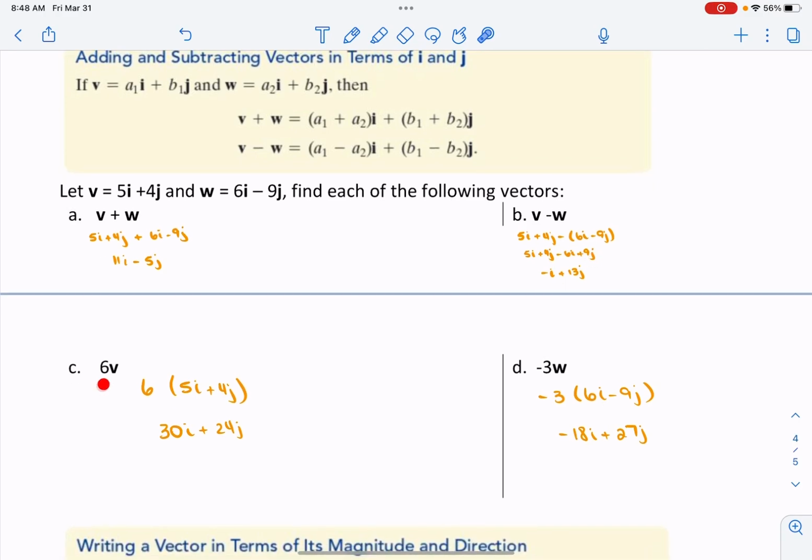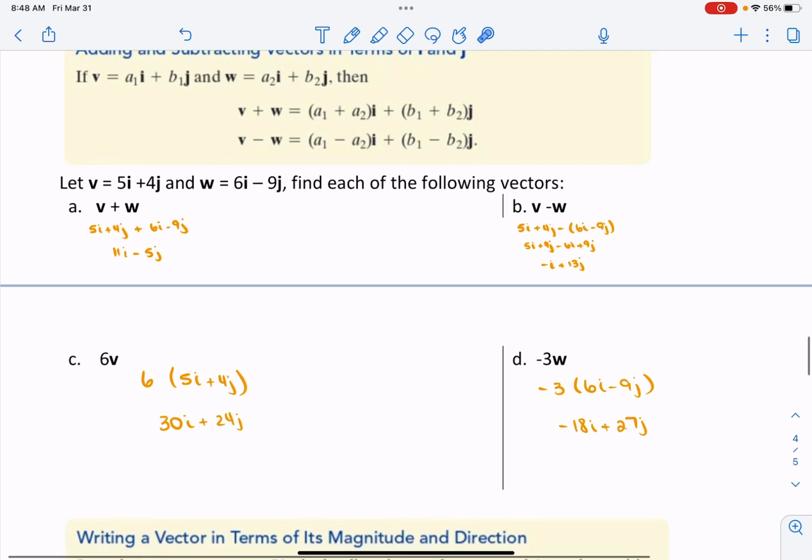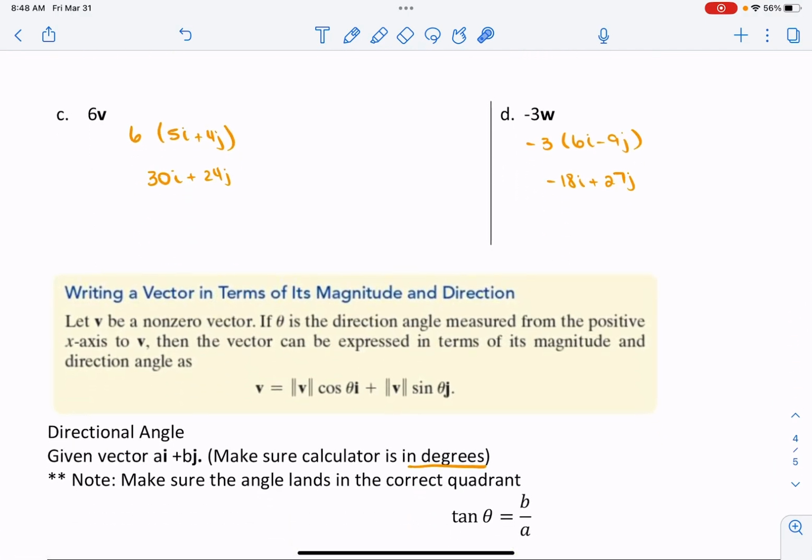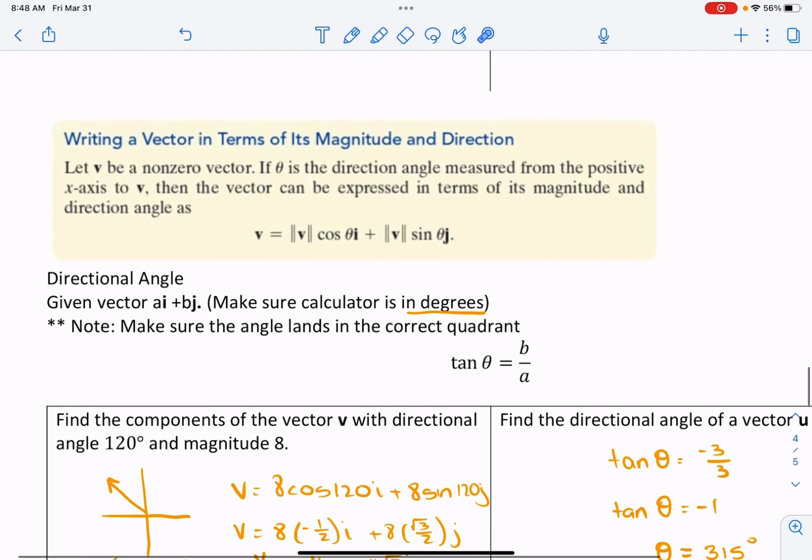On the next one, we're multiplying by 6. So that would be 30i plus 24j. On the next one, we're multiplying by negative 3. So negative 18i plus 27j. So that's good. So it's the same concept as component form. You're just writing it in a different way.